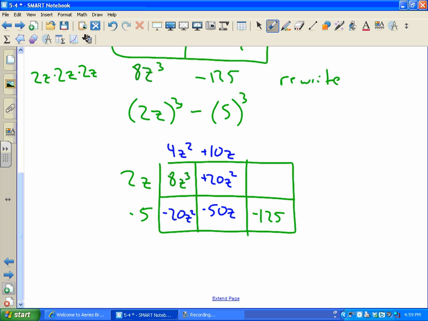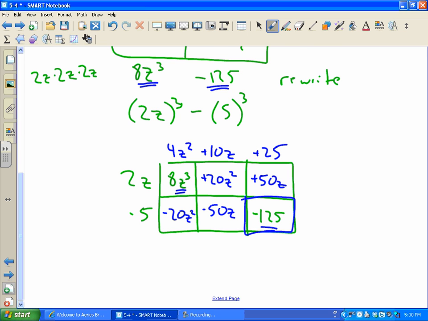Once again, I want to get my middle to drop because the only thing that I'm allowed to factor is 8z cubed and negative 125. So I got a negative 50z. That means that has to be a positive 50z, so that drops. And make sure it matches up. 2z is factored out. We've got a 50z there. That should be a 25. You'll double check your work. 25 times negative 5 is indeed negative 125.